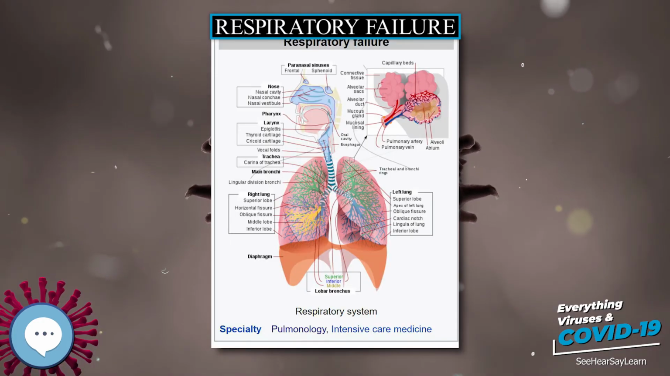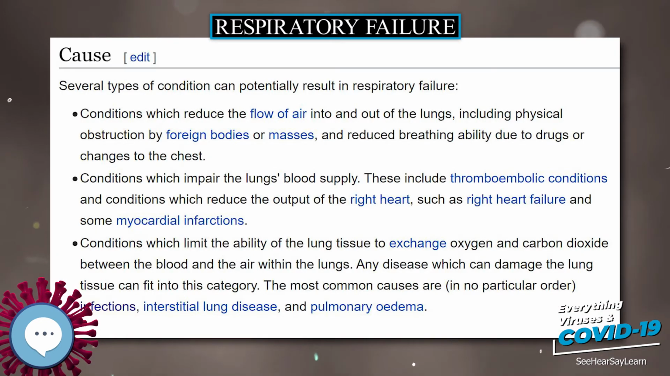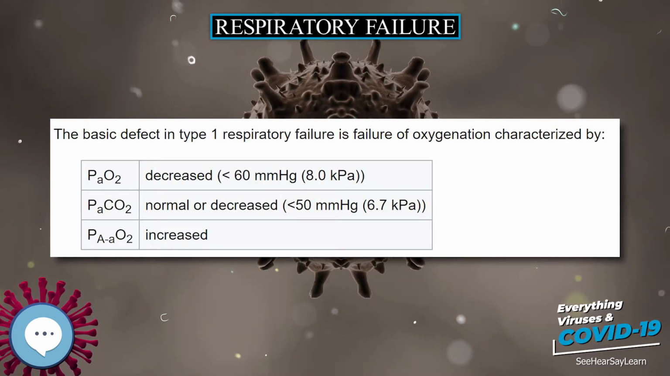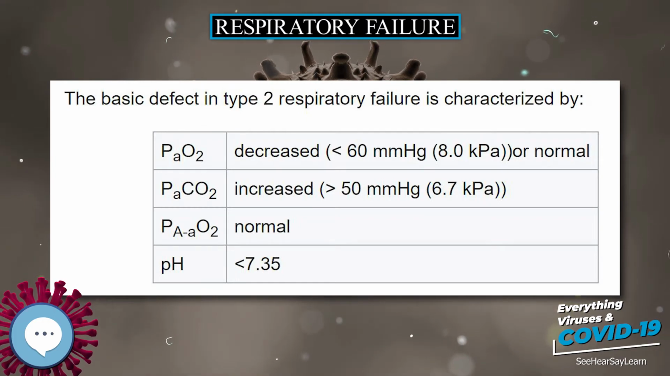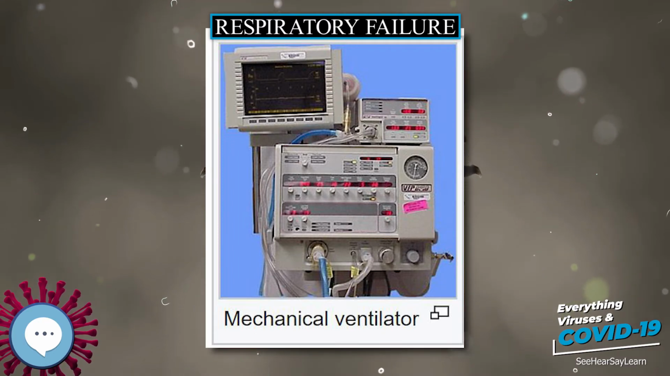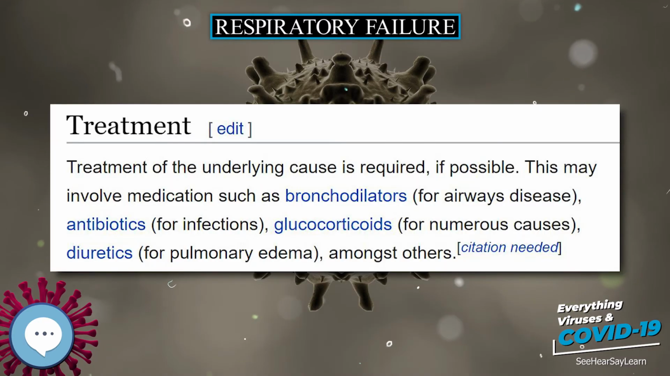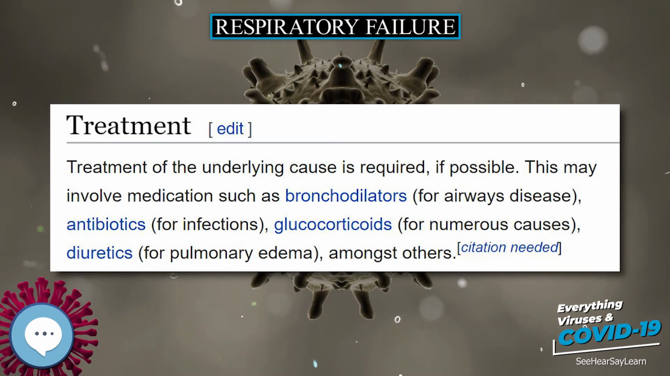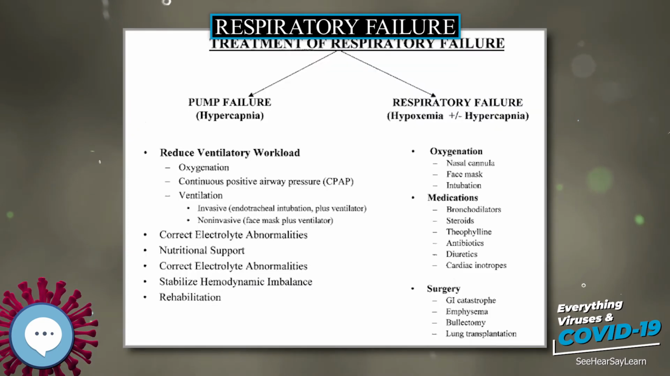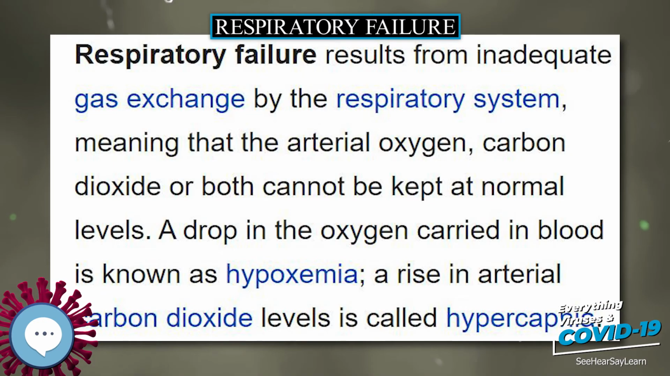This type of respiratory failure is caused by conditions that affect oxygenation such as type 2. Hypoxemia, PaO2 less than 8 kilopascals or normal, with hypercapnia, PaCO2 greater than 6.0 kilopascals. The basic defect in type 2 respiratory failure is characterized by. Type 2 respiratory failure is caused by inadequate alveolar ventilation. Both oxygen and carbon dioxide are affected. Defined as the buildup of carbon dioxide levels, PaCO2, that has been generated by the body but cannot be eliminated. The underlying causes include types 3 and 4.